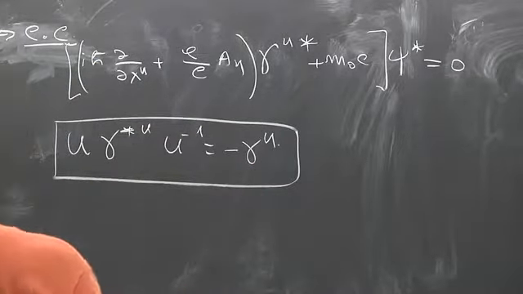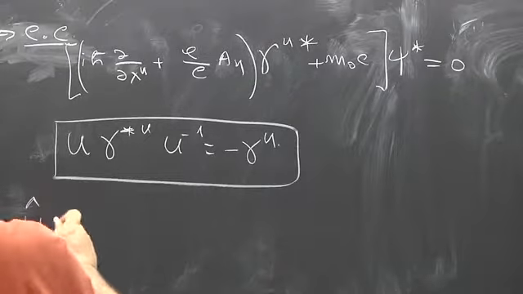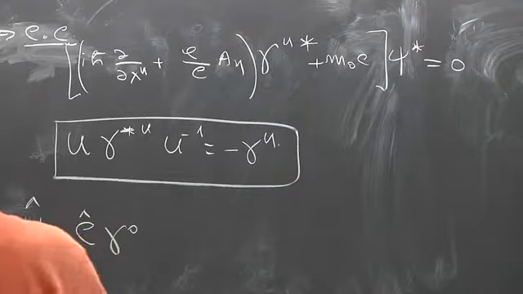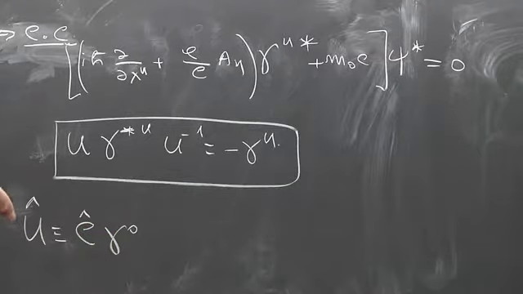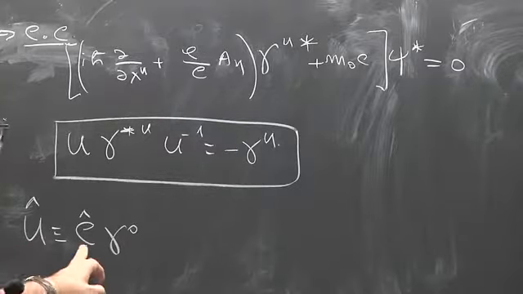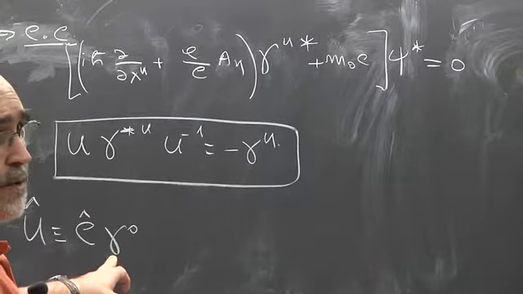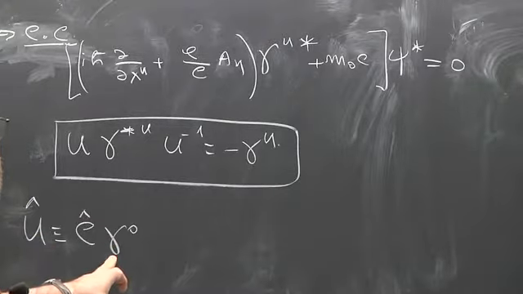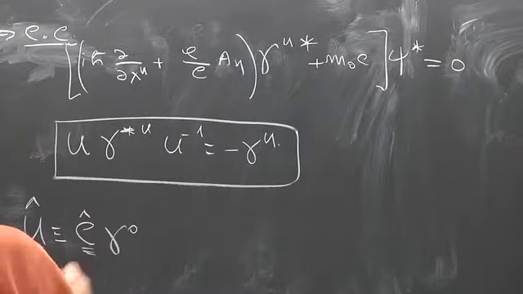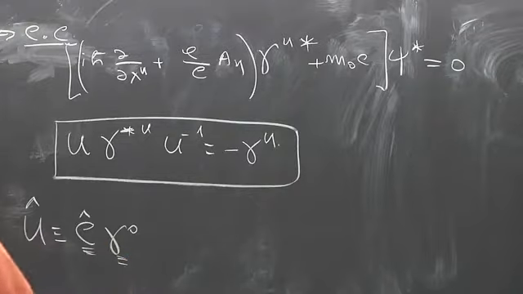Now, let's write this operator in the following manner, as an unknown operator that I will determine times gamma 0. I can always write it this way because C is U times gamma 0 to the minus 1, and gamma 0 to the minus 1 exists. So I can always write U as some operator that I have to find times gamma 0. So this is a definition of U.